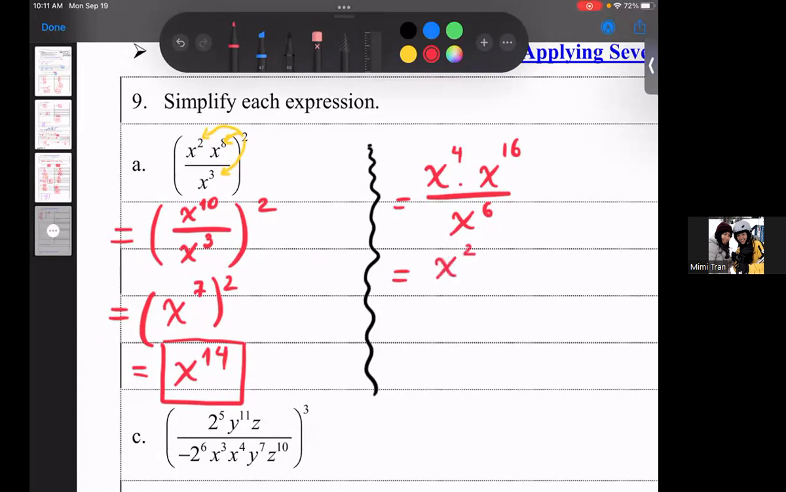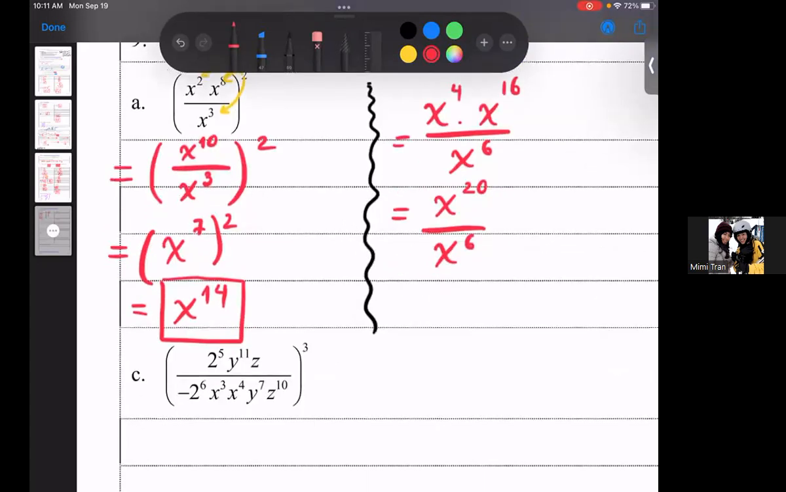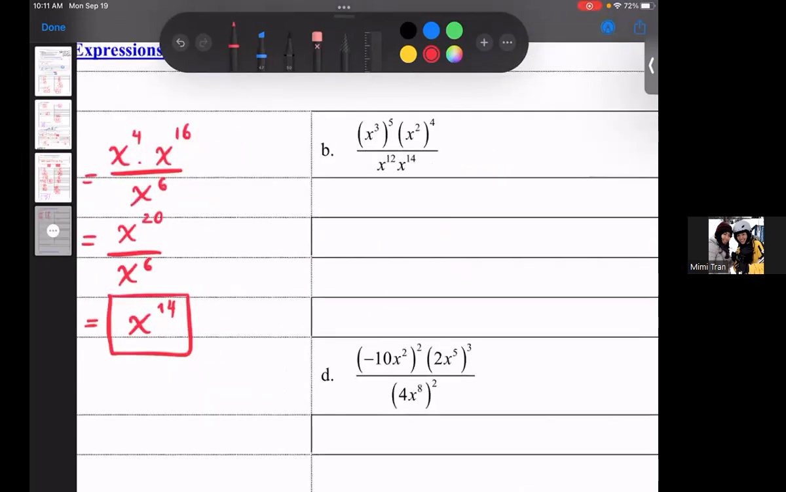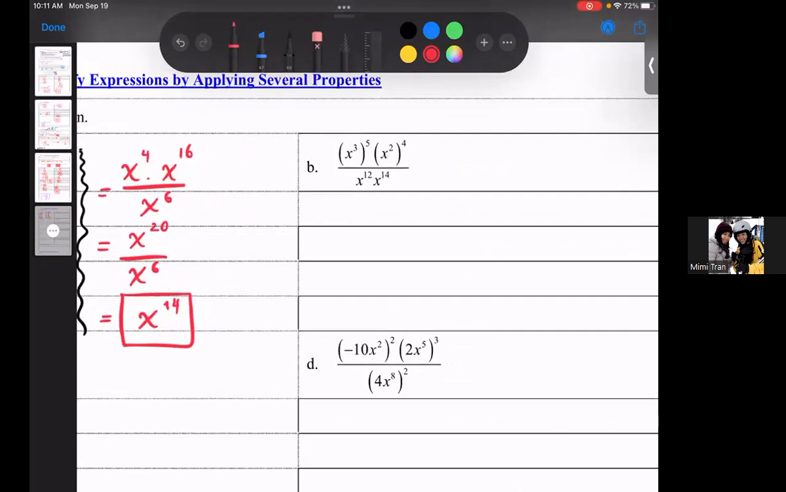So x to the 20 divided by x to the 6. 20 minus 6 is the same thing. You derive, eventually you get the same answer. Just a different way of doing it. For me, I like to clean up first and then I square later. Right? And I'm going to do the same for the rest. Okay, but whatever you want to do, as long as it's correct, it's fine.